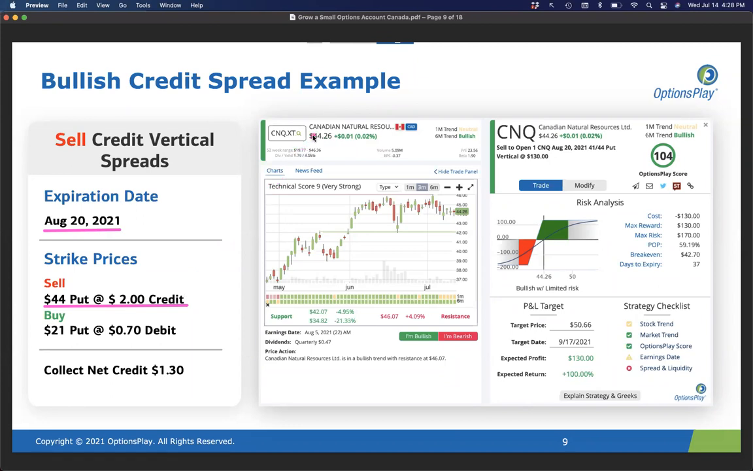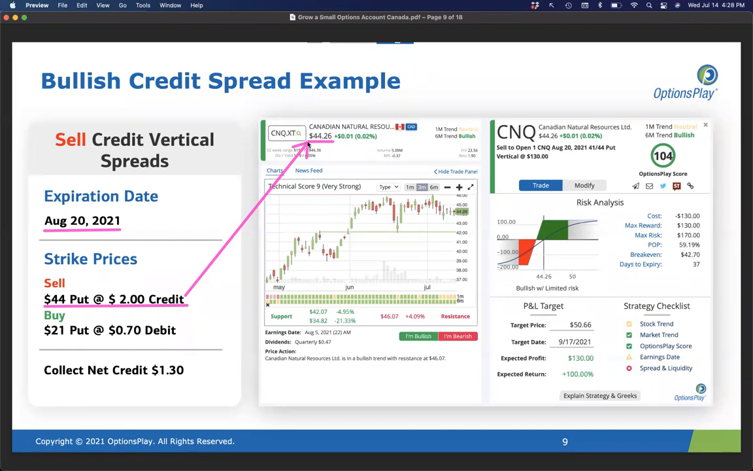By selling the $44 put, what I'm doing is I'm collecting, in this particular case, $2 in premium. Now, for those of you that are familiar with selling puts, you know it's a strategy that you use if you want to acquire the stock. But here's a strategy that allows you to sell a put even if you don't want to acquire the stock.